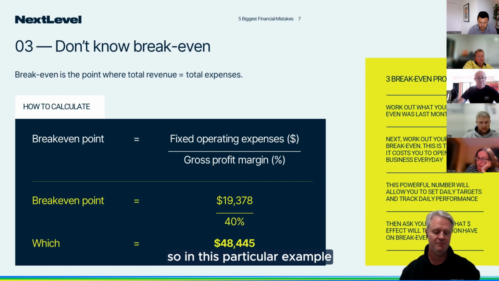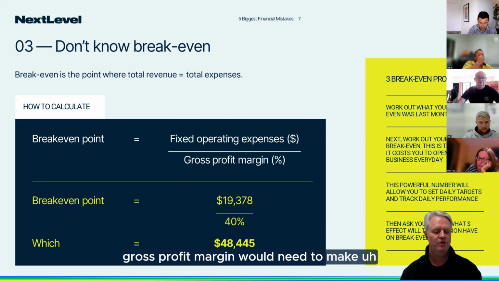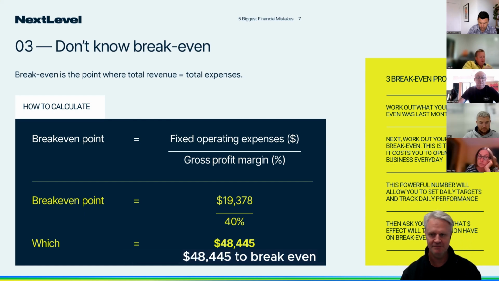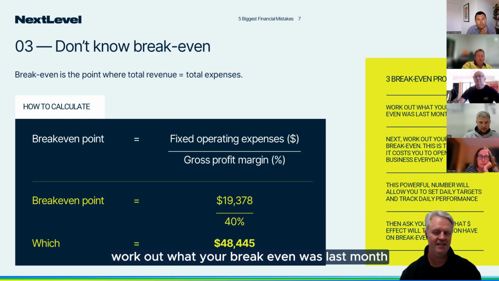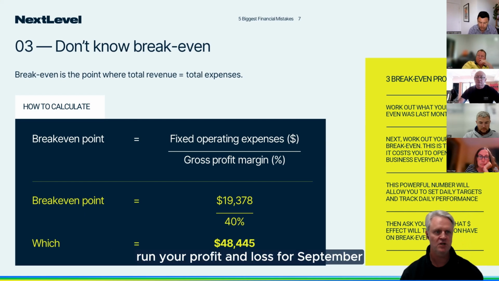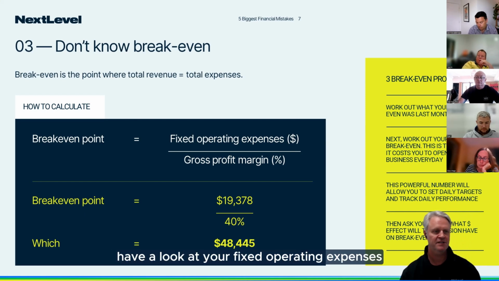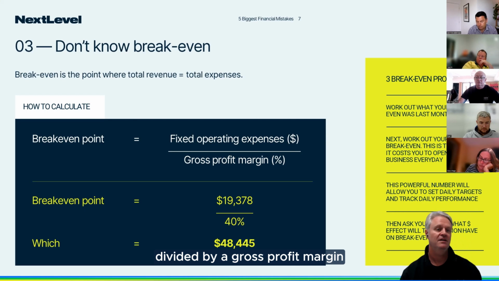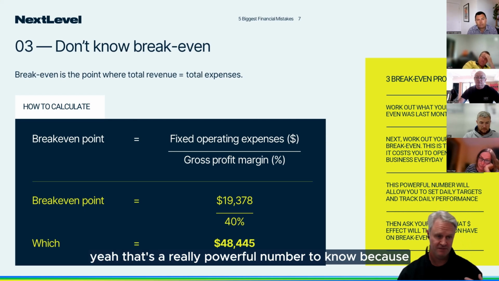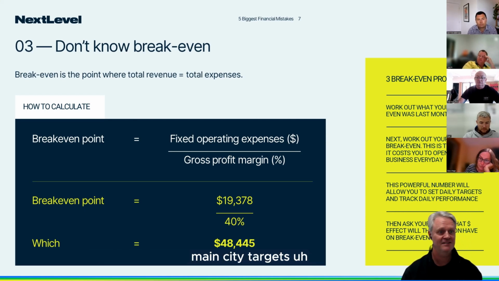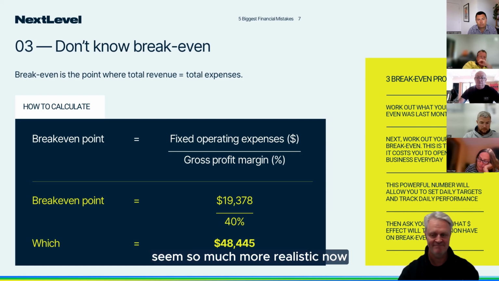So in this particular example, the business, based on 40% gross profit margin, would need to make $48,445 to break even. So a couple of pro tips here. Go through the exercise. Work out what your break even was last month. Run your profit and loss for September. Have a look at your fixed operating expenses divided by your gross profit margin. That's a really powerful number to know because it means setting targets seem so much more realistic now.